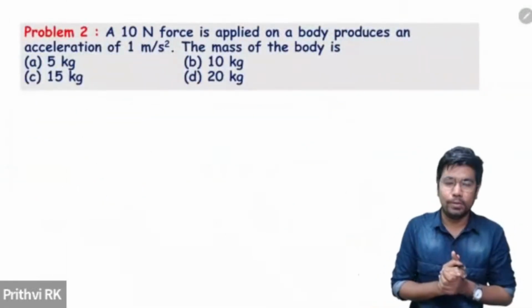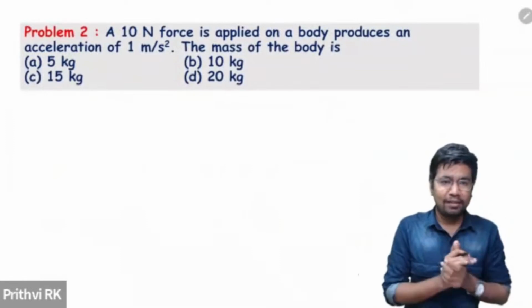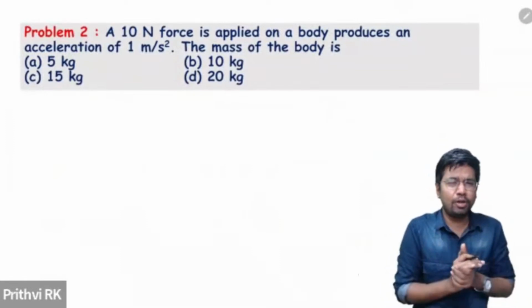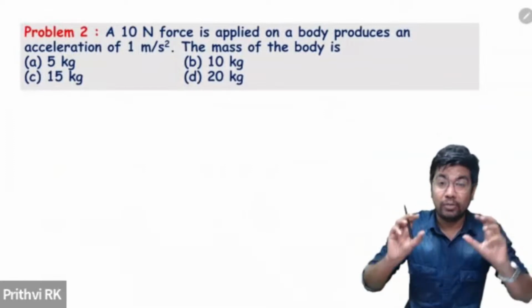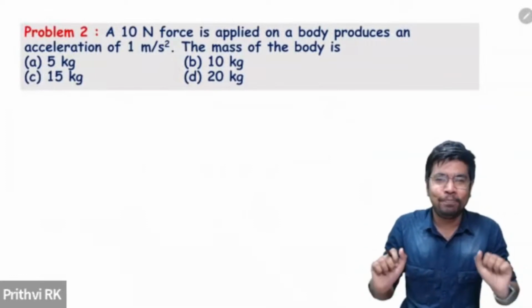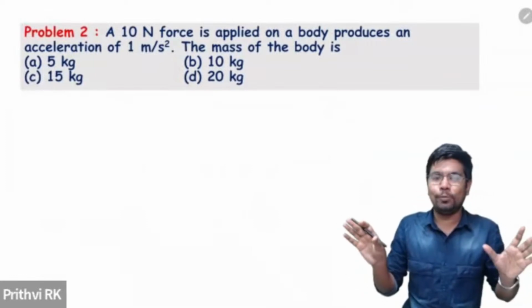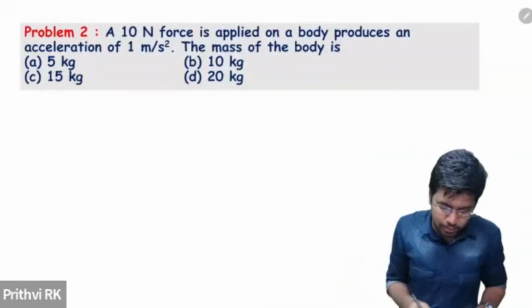Okay, here is another question. A 10 Newton force applied on a body produces an acceleration of 1 meter per second square. The mass of the body is? A very straightforward, simple question, and this time you can solve. There is no twist in the question. It is a very direct question. You can solve and you can actually tell me the answer.